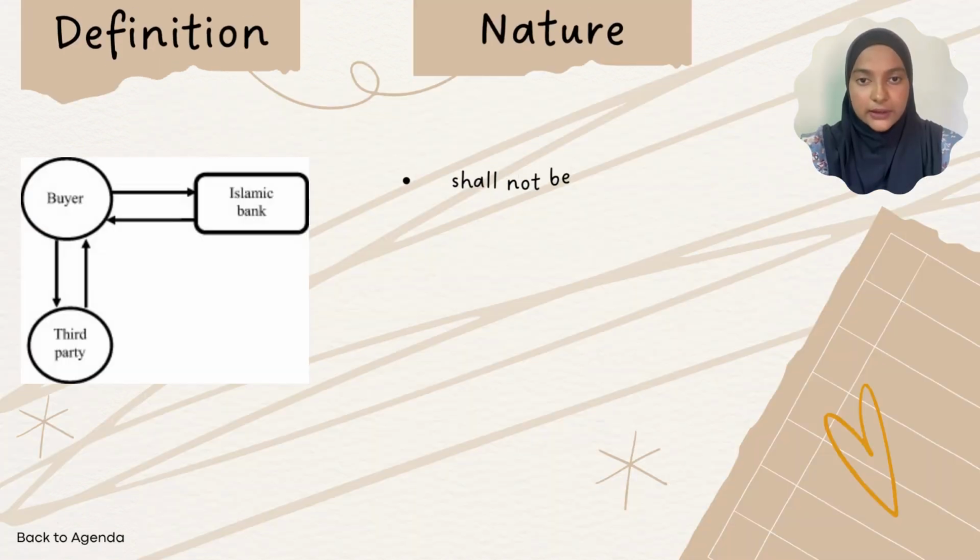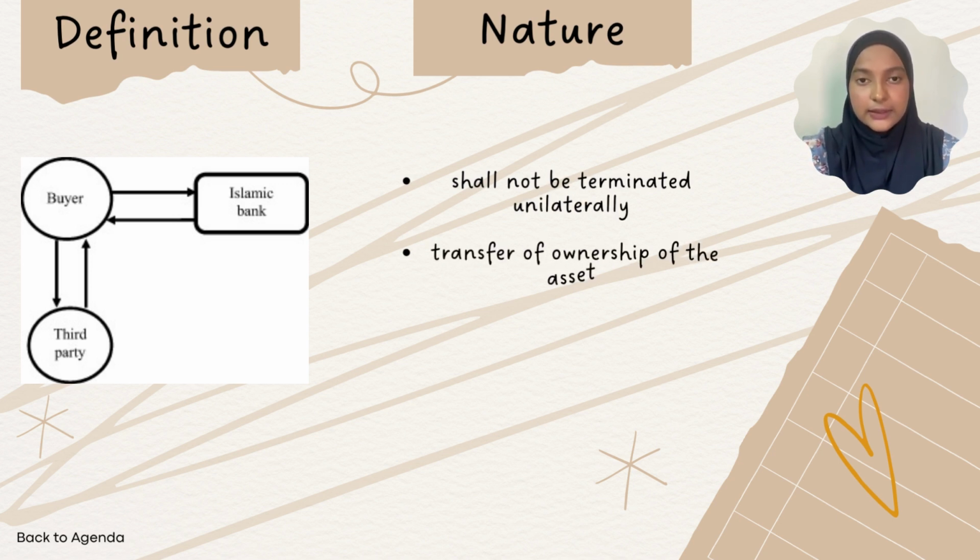Move to the definition. Tawarruq consists of two sales contracts. First, the sale of an asset from the seller to the buyer on a deferred basis. Second, the initial buyer sells the same asset to a third party on a cash and spot basis.